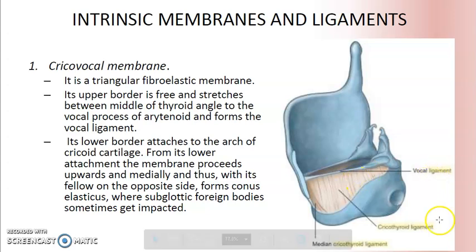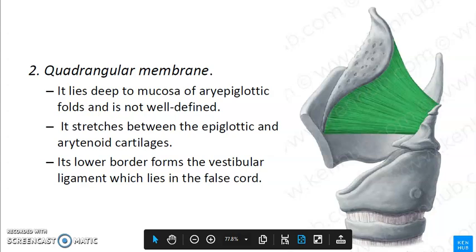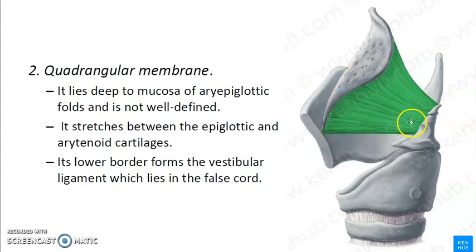So this is the cricovocal membrane. Come to the quadrangular membrane. This quadrangular membrane is attached to the outer margin of the epiglottis and to the anterior aspect of the arytenoid cartilage.